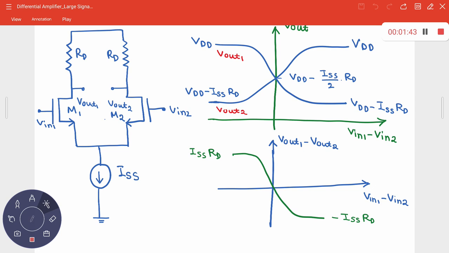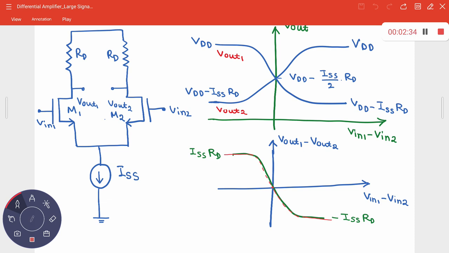Basically, what we have considered last day, we have identified that when VIN1 minus VIN2 is very, very less than zero, that means extremely negative, in that case this VOUT1 minus VOUT2 is constant, that is ISS RD, right? And when VIN1 minus VIN2 is very, very greater than zero, extreme positive, then it is minus ISS RD. And when VIN1 equal to VIN2, that means VIN1 minus VIN2 equal to zero, then it is zero. Right? So we have identified those three points. This region, this region, and this region. But we don't know what is there inside. This one we don't know. How does it vary? This mathematical calculation we have not done last day, and we have planned to complete it today.